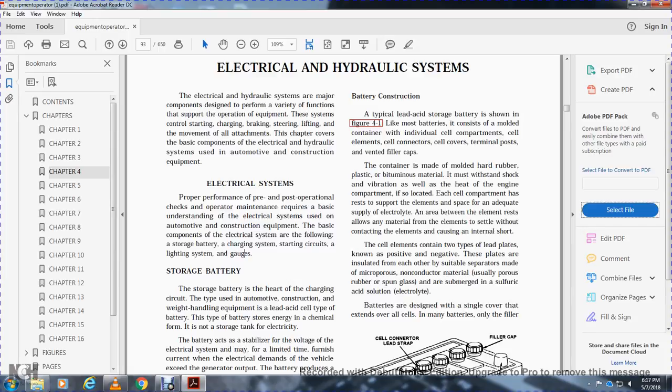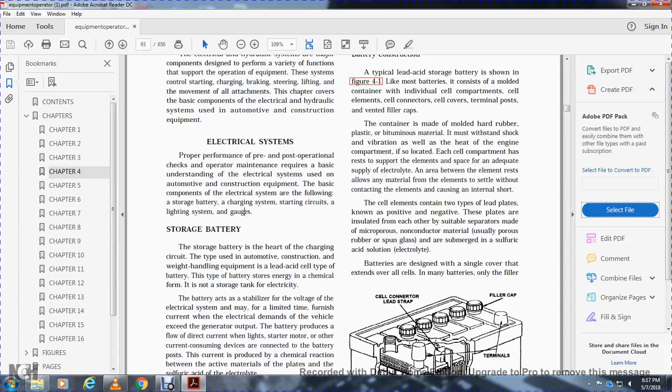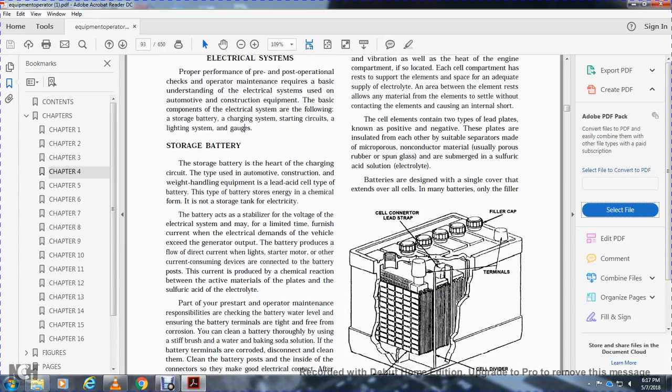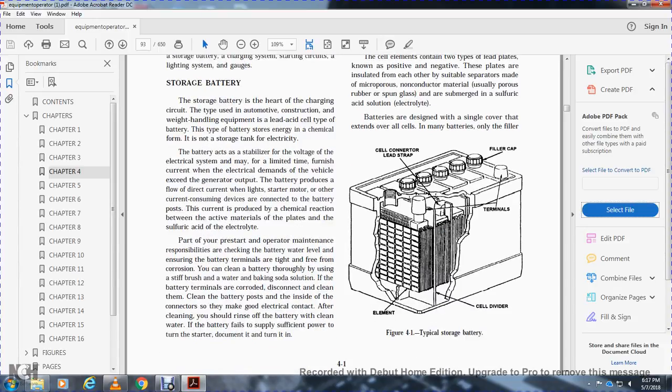Rest of the material of the elements to settle without contracting the elements, covering the internal shortage. The cell elements contained with two types of lead plate, positive and negative. These plates are insulated, each with suitable separators made with micro porous, non conductor material, such as porous rubber or spun glass, submerged in sulfuric acid solution, electrolyte. Materials are designed with a single cover that extends over all the cells and the filler. Figure 4.1 shows the typical storage battery element, the cell divider, the terminals, filler cap, and cell lead strap.